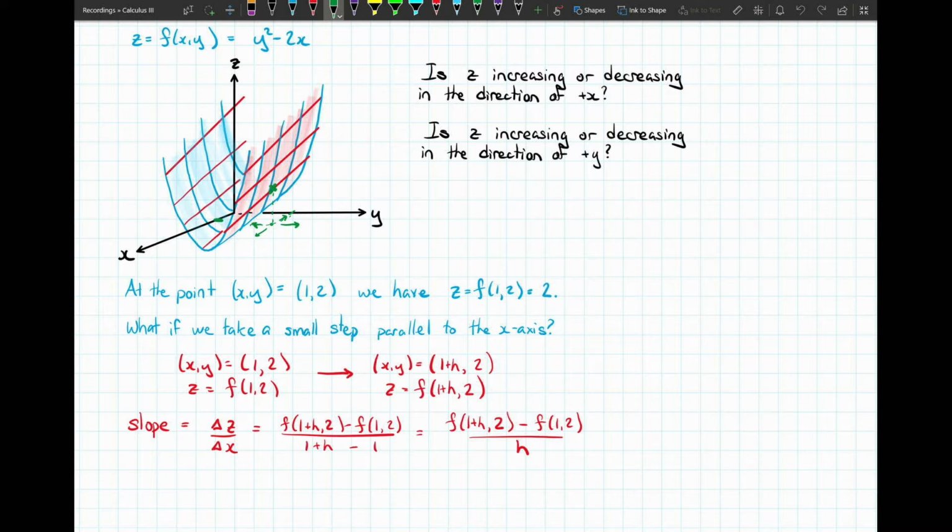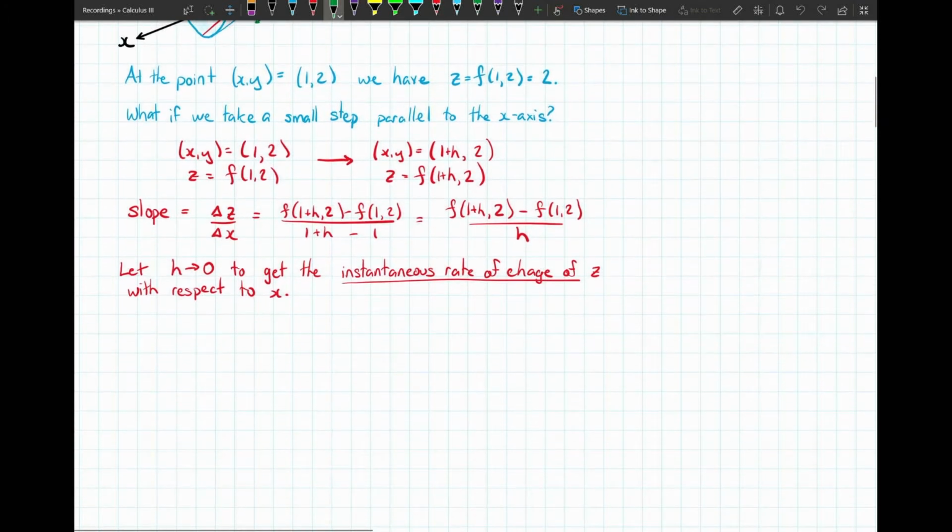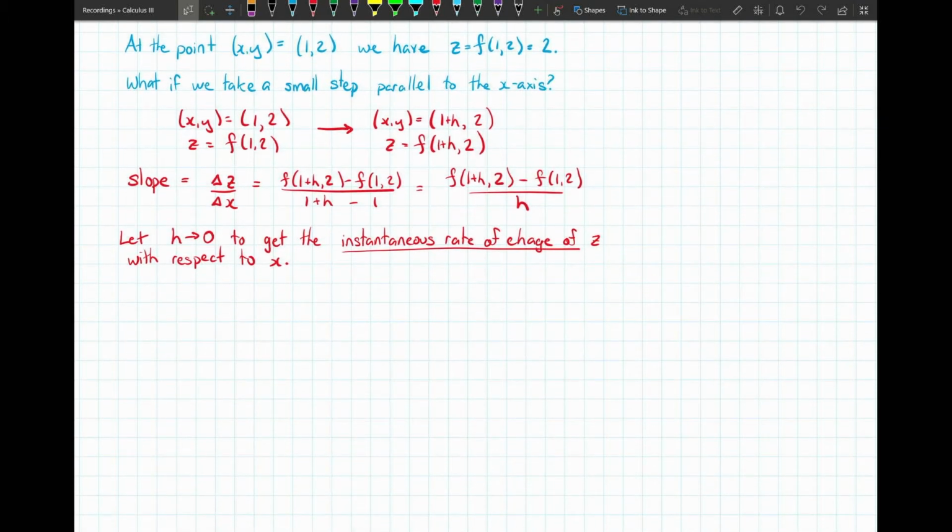This is going to be the slope between 2 points on the surface, just like we're finding the slope of a secant line. Now, if we want to actually get the slope at a point, we will let h approach 0. As h approaches 0, we call this the instantaneous rate of change of z with respect to x. And we can go ahead and calculate that from knowing what this function is. We know that the function f of x y is equal to y squared minus 2x. So we should be able to actually try evaluating this limit.